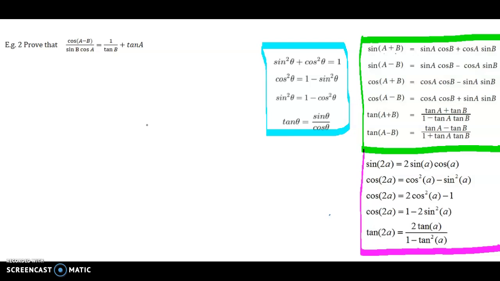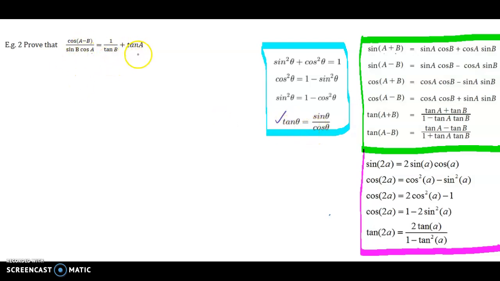So now this is my example 2. It says, prove that cos of a minus b over sine b cos a is equal to 1 over tan b plus tan a. Now, seeing that one side has cos and sine and the other side has tan, I may need to use this formula here, right? But we'll see about that eventually.